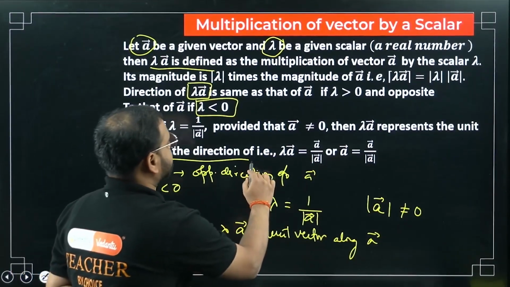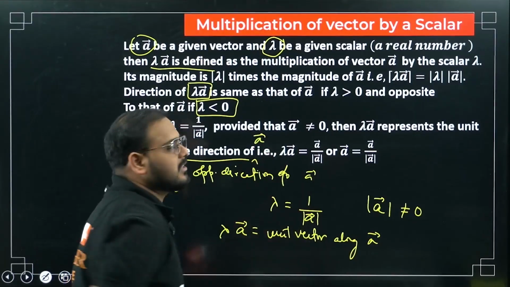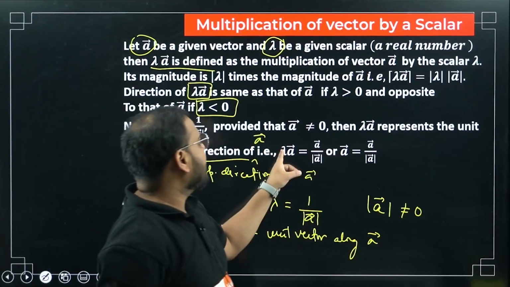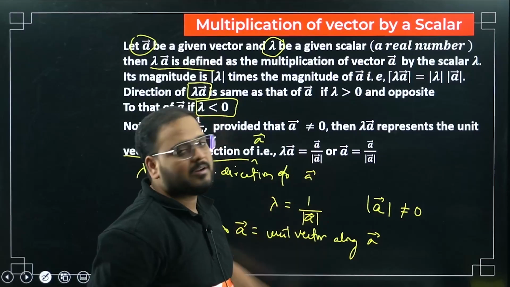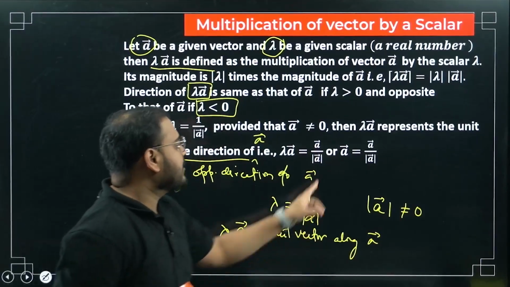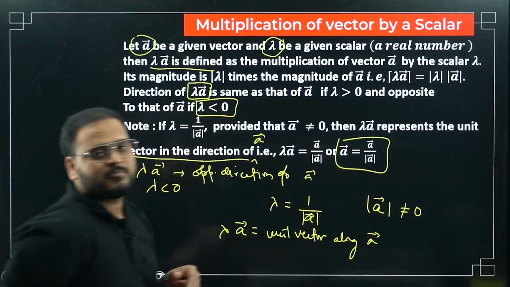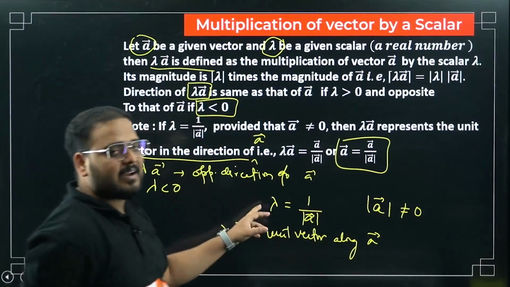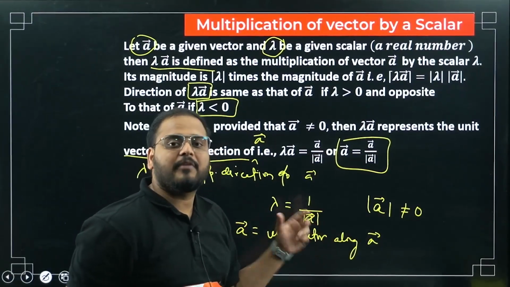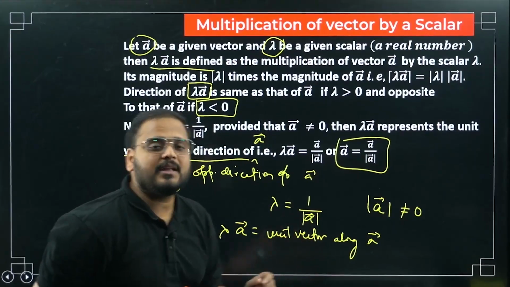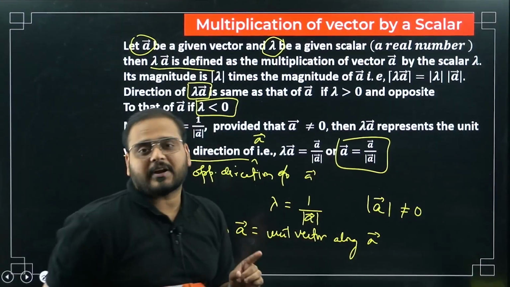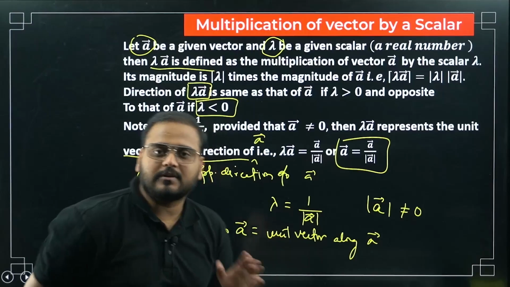It's missing over here, in the direction of vector A, which can be written like this: vector A upon magnitude of vector A. Or I can replace this whole thing by this. So just remember this condition. If I can write lambda as 1 upon the magnitude of a vector given as vector A, then lambda A will represent a unit vector in the same direction of the vector A.